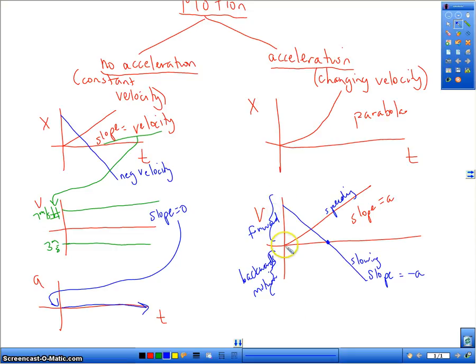So if an object starts from rest and moves forward, speeding up, that's what his graph would be. If he starts positive, moving, and slows down to rest and then turns around and goes back the other way, that's what this would look like.